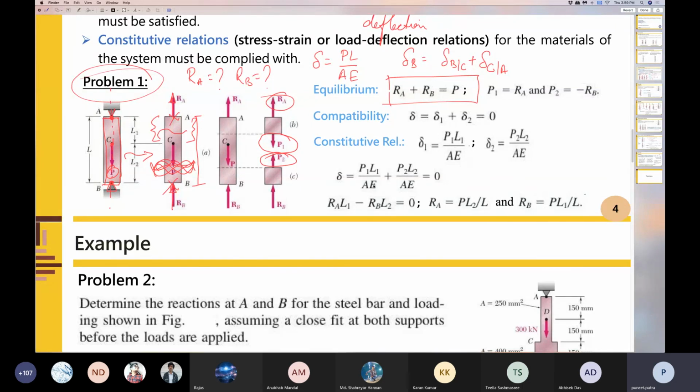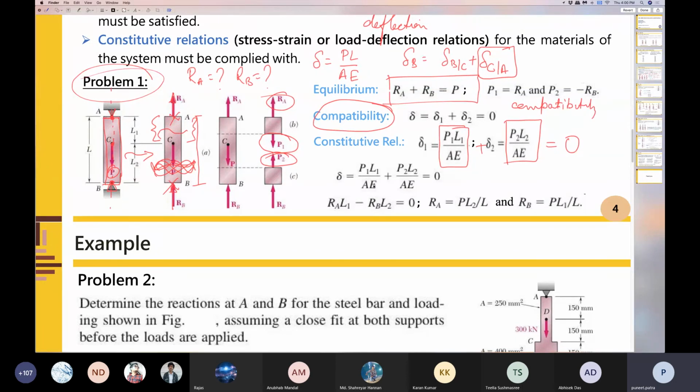So with this information, I can calculate delta B given C as P1 L1 by AE. In a similar way, delta C given A is equal to P2 L2 by AE. The sum of these two quantities must be equal to 0, and that is known as the compatibility condition. Why does the sum have to be equal to 0?